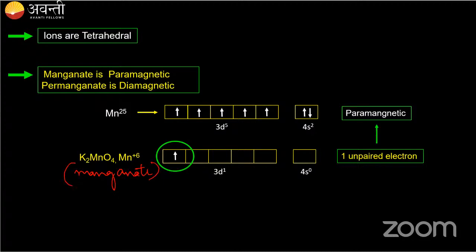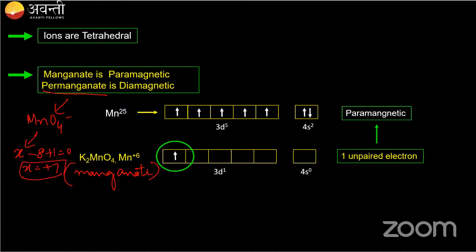What about the permanganate ion? What is the formula for permanganate? It is MnO4 minus or KMnO4. What is the oxidation state of manganese in permanganate? Have you calculated? Very good. It is plus 7. How is it plus 7? X minus 8 plus 1 is equal to 0, so X is equal to plus 7.